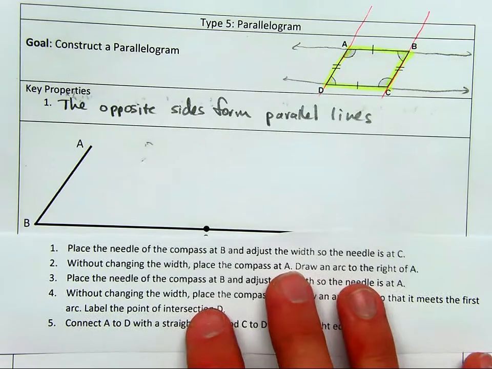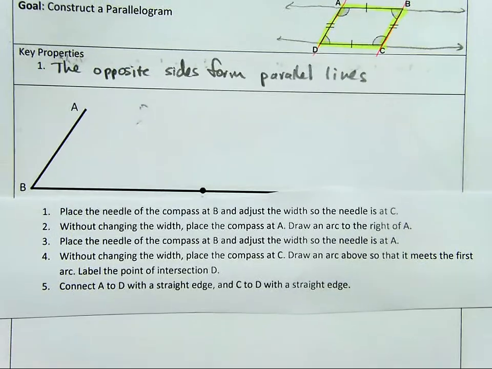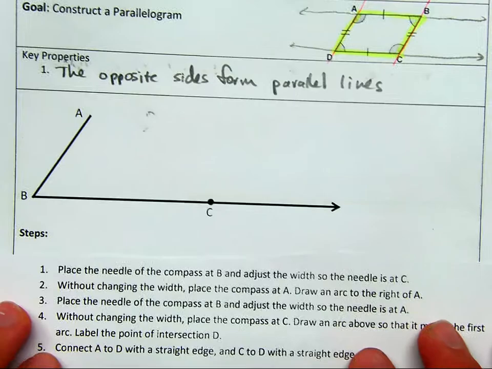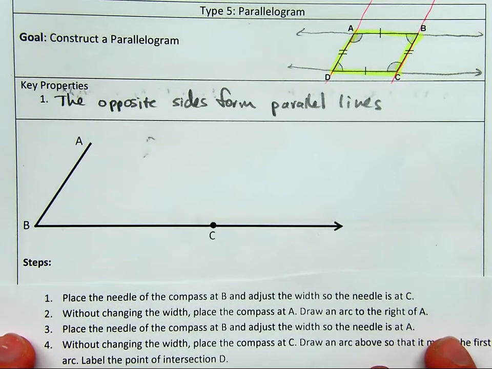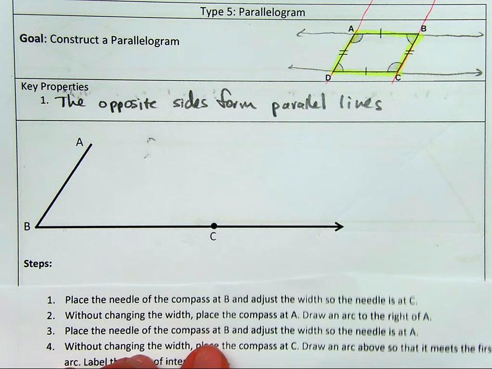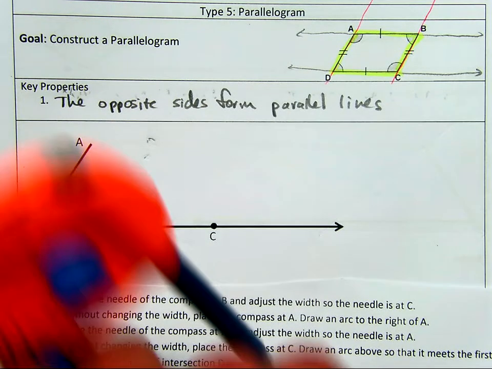Here's the steps. Go ahead and pause the video and copy those down. Okay, now that you've copied those down, let's actually construct this thingy. So the goal is to construct a parallelogram. Here's where we start. Place the needle of the compass at B and adjust the width so the needle's at C.